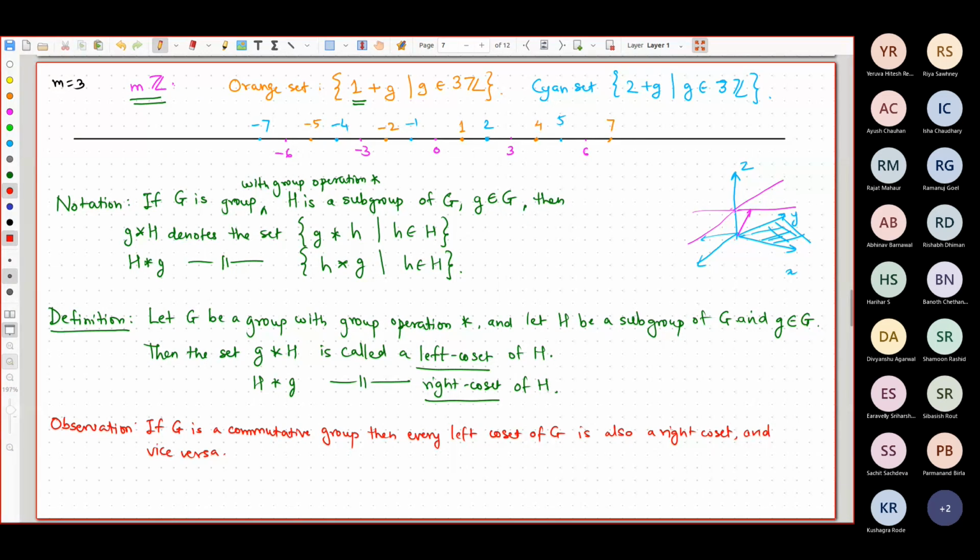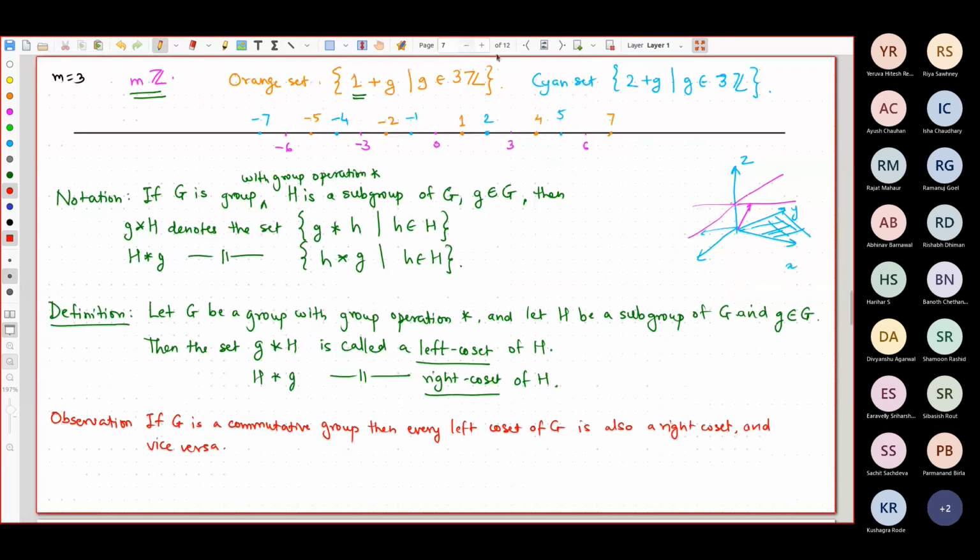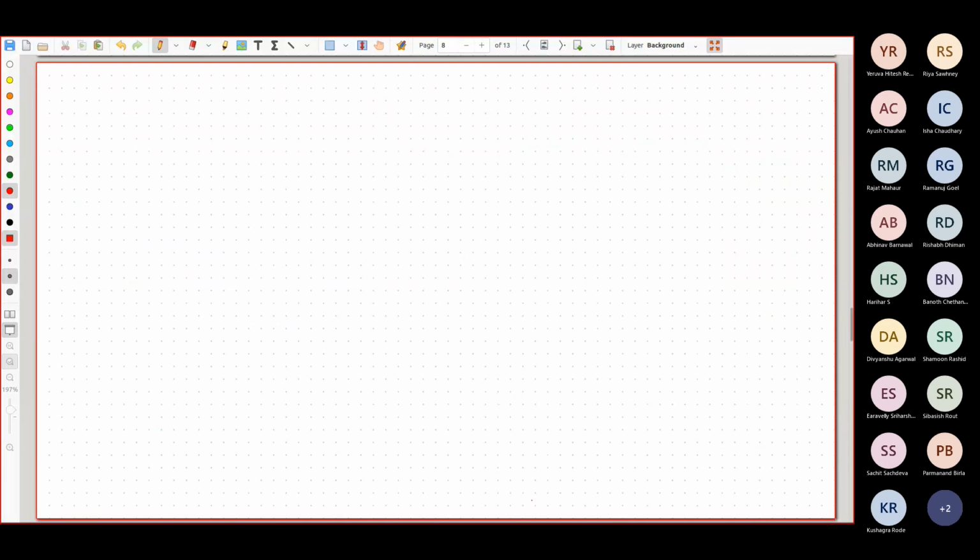Right. So let us see an example in which the collection of left cosets is not the collection of right cosets, and vice versa. Suppose our group, the parent group G, is just the set S_A, where A is some finite set. I'm looking at all the permutations over the set A, and my group is just the symmetric group over here.